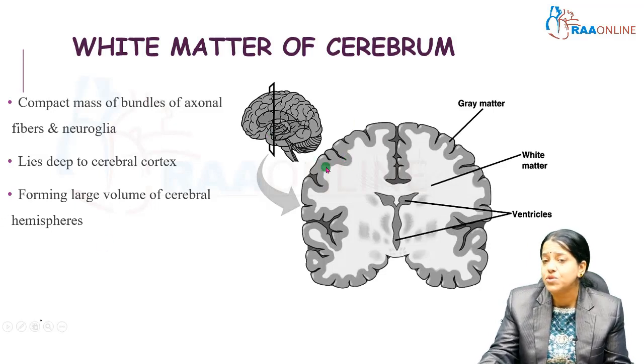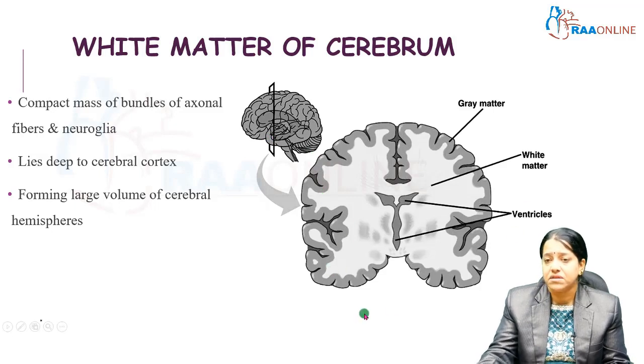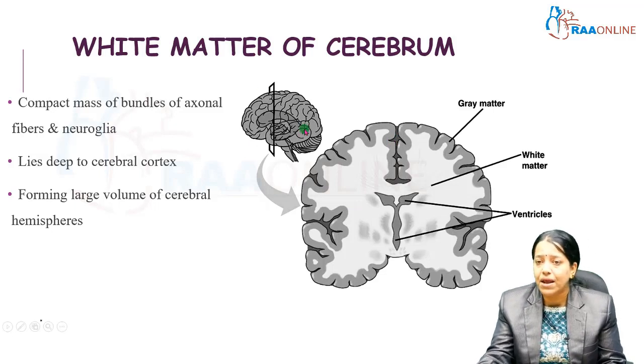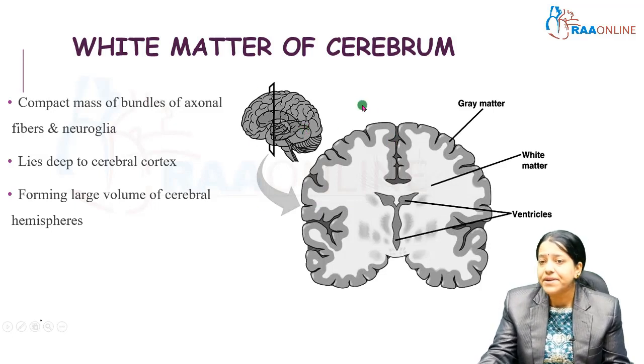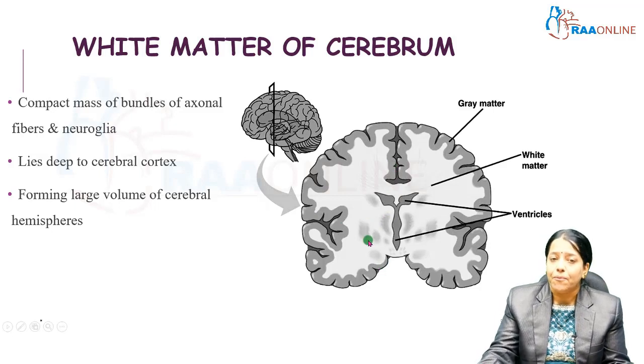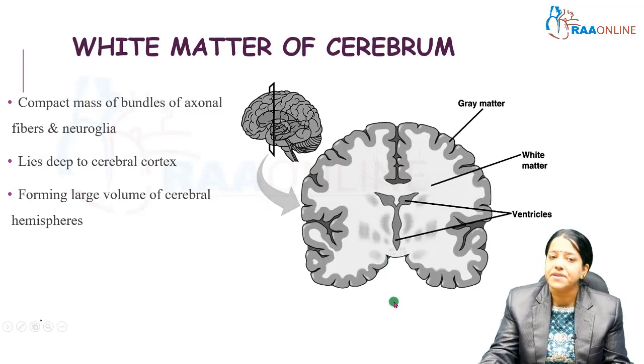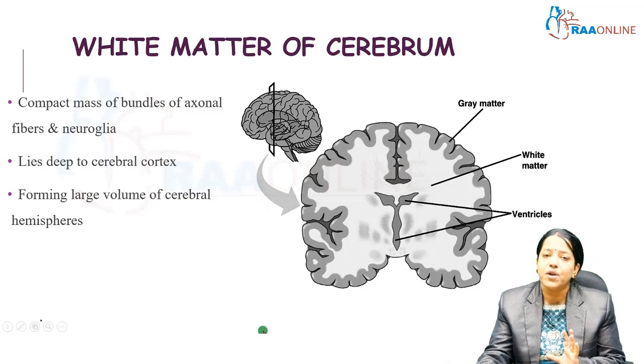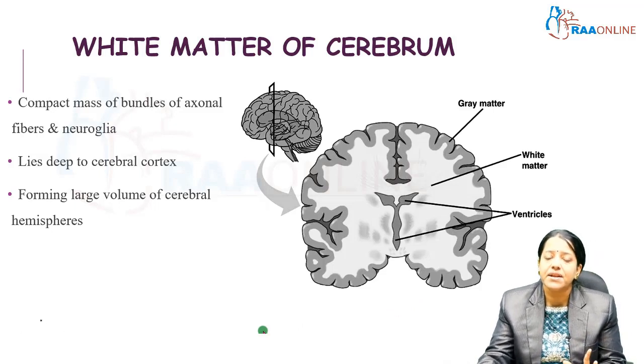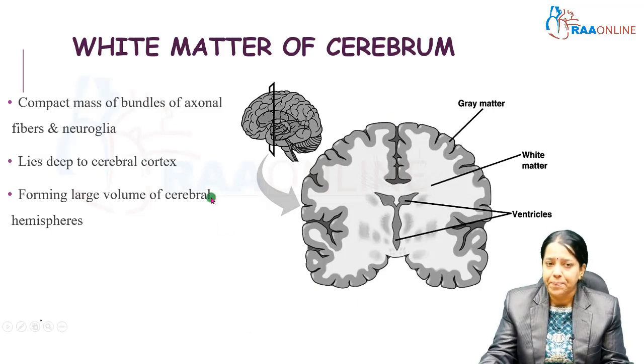In the brain, we always have the gray matter outside, which forms the cerebral cortex and the cerebellar cortex, whereas the white matter is inside. Whereas in the spinal cord, the white matter is outside, the outermost part forms the white matter, whereas the gray matter lies inside. So it's a basic concept to understand the neuroanatomy of the cerebrum.